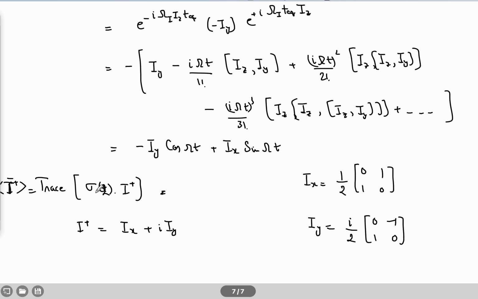So you know the matrix form of sigma 2 because you have this with you. You know the matrix form of I plus operator because you have Ix and Iy. You can plug in these numbers, carry out this multiplication, find the trace. Trace is nothing but sum of the diagonal elements, and that will be your expectation value. So what is that expectation value? That answer I will give you, and please do the calculation and see. Otherwise, I will ask you how do you do that in the interaction session, and the answer would come out to be minus 1 by 2 e to the power minus i omega t.